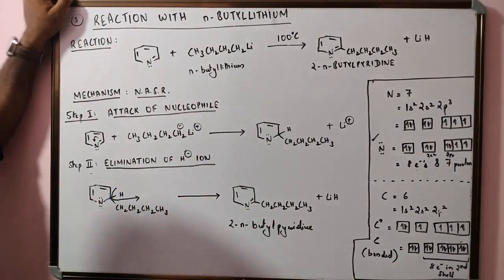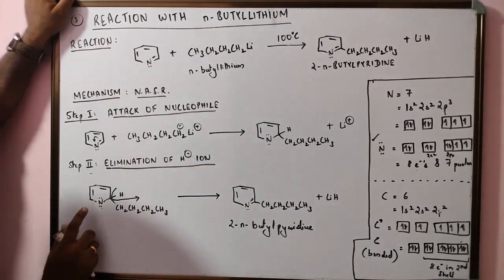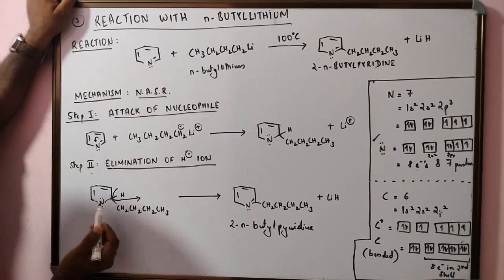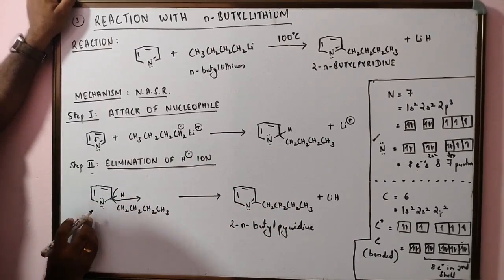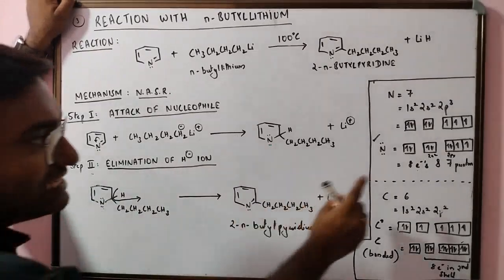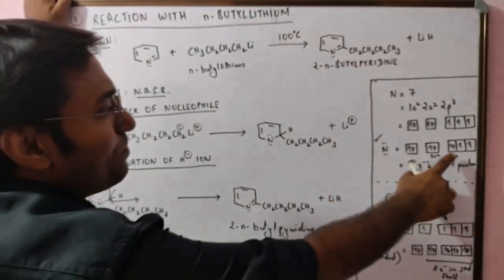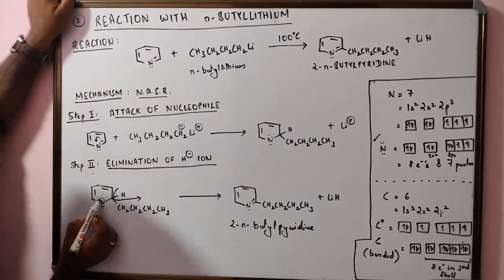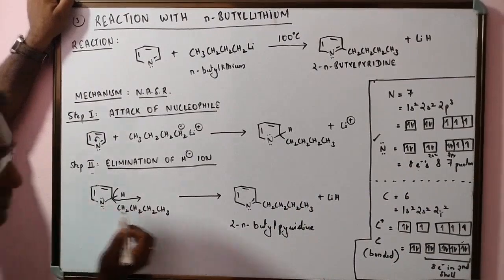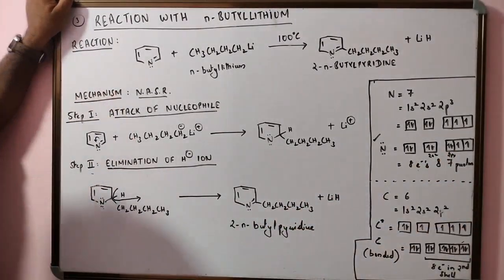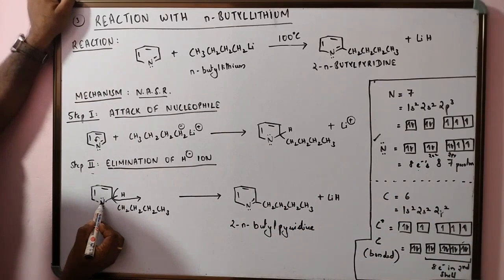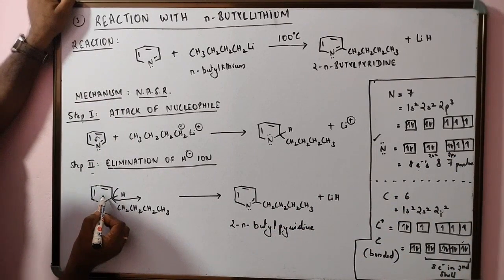Step number 2. Elimination of hydride ion. The intermediate consists of the nitrogen atom, which has 2 pairs of electrons. One pair of electrons is in the 2s orbital. The other pair of electrons is in the 2px orbital. One of the electrons of the lone pair in the 2px orbital is actually of the nitrogen. The other electron has been snatched from this carbon atom due to the electronegative pull of the nitrogen atom.